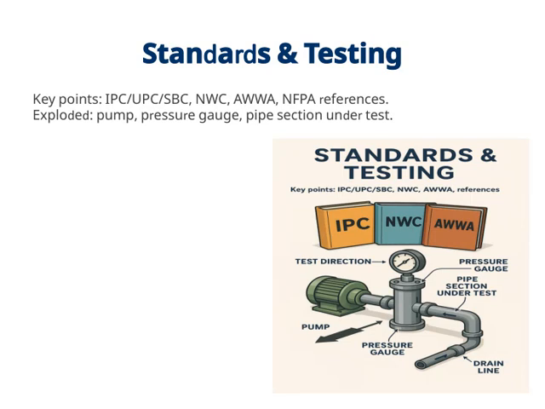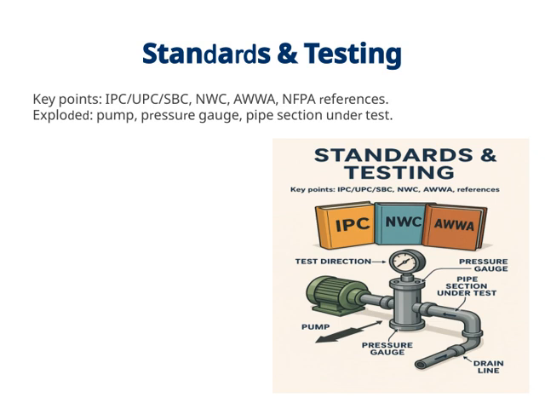Let's take a closer look at standards and testing. When it comes to plumbing and piping systems, there are several key standards to keep in mind, such as IPC, UPC, and SBC. These codes help ensure that installations meet safety and quality benchmarks. Additionally, references from organizations like NWC, AWWA, and NFPA are crucial. They provide guidelines for water quality, fire protection, and system integrity.